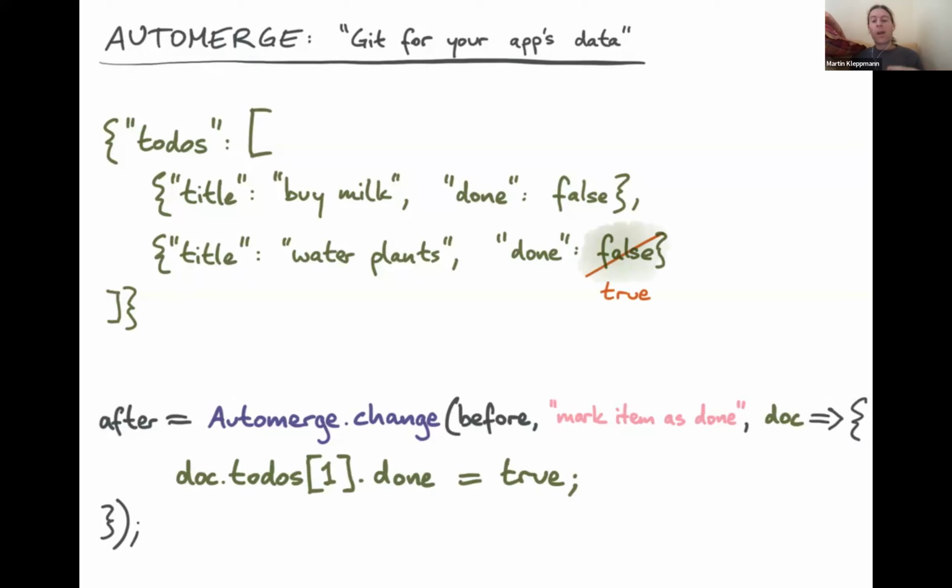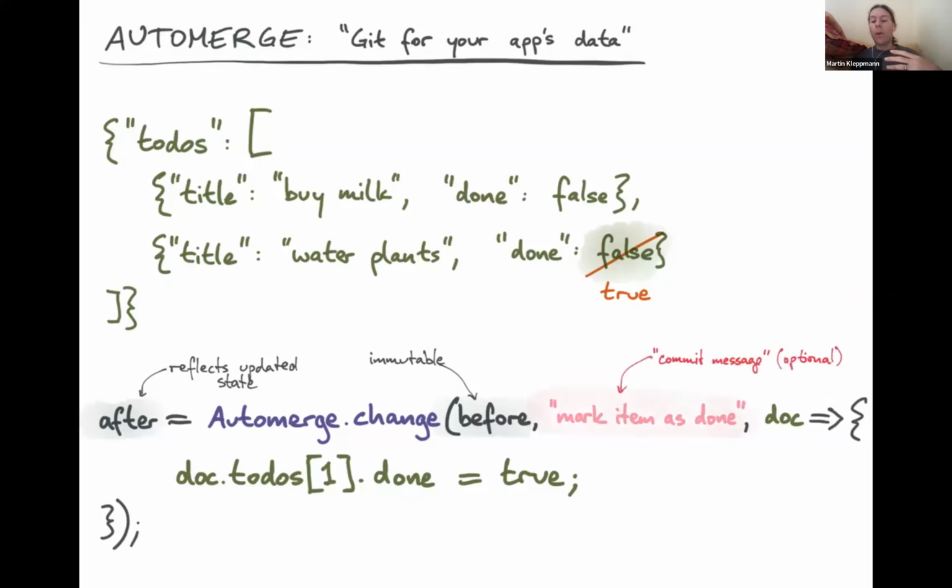and you get back an updated version of the application state. Let's say, for example, we want to indicate that the user has checked the checkbox on one of the items on the to-do list. I want to update the done field from false to true for the second item in the to-do list, for watering the plants. So I call this automerge.change function, pass in the immutable state that the application had beforehand, and I get back an updated state.